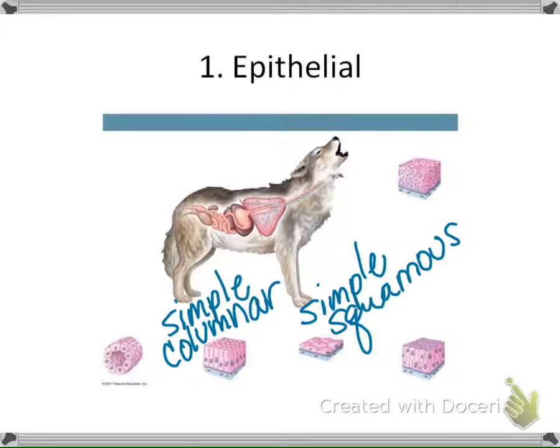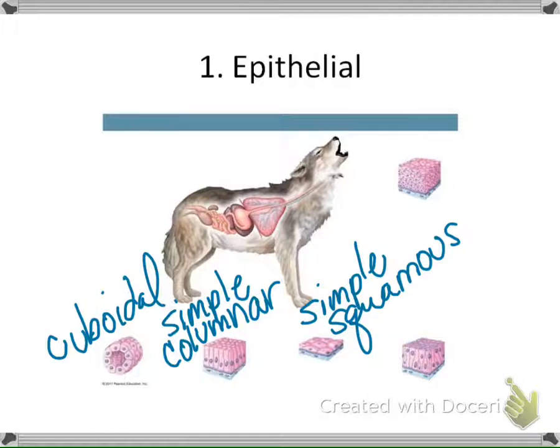And then you have cuboidal. Cuboidal cells are dice-shaped, specialized for secretion, and they make up your kidney tubules and glands like your thyroid and your salivary glands.